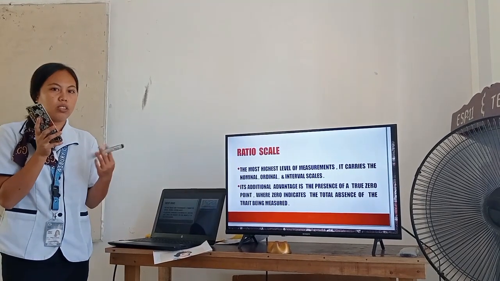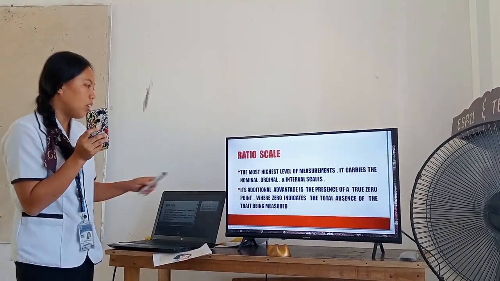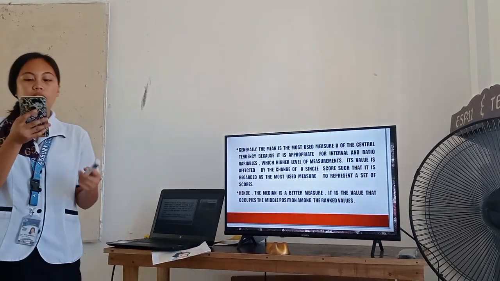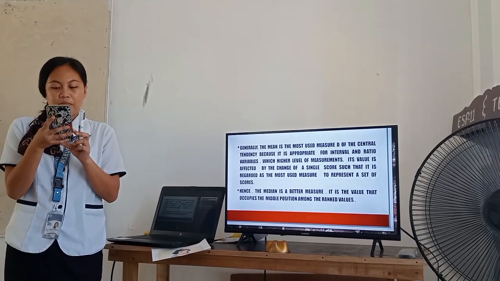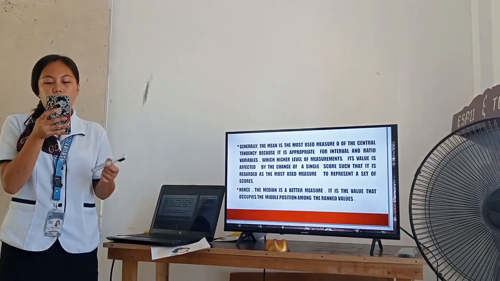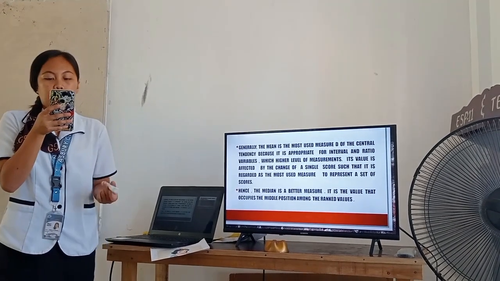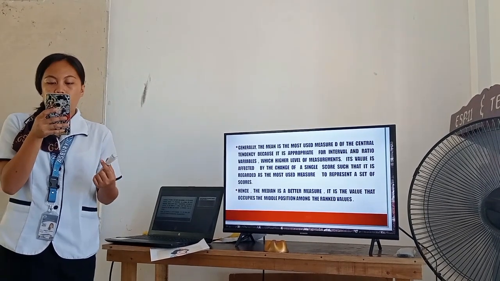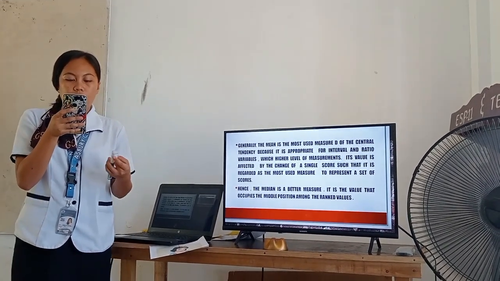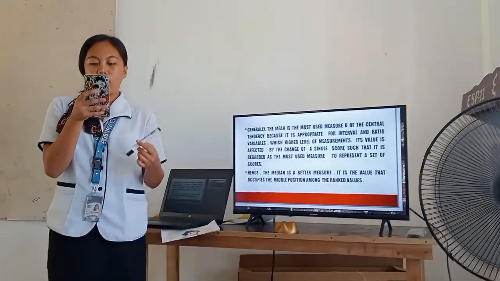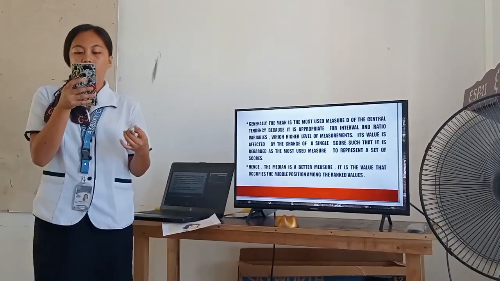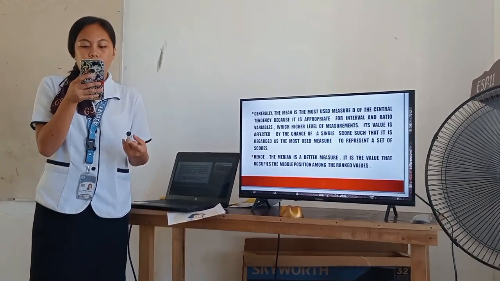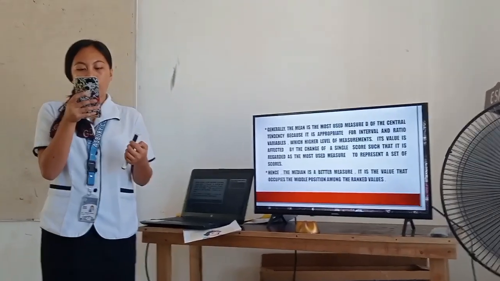It carries the nominal, ordinal, and interval scales. So, generally, the mean is the most used measure of central tendency because it is appropriate for interval and ratio variables, which are higher levels of measurement. Its value is affected by the change of a single score, yet it is regarded as the most used measure to represent a set of scores.